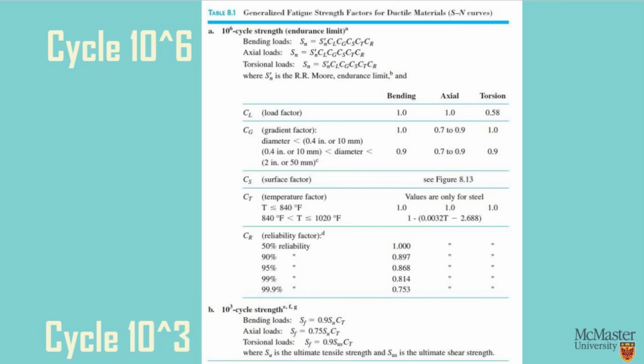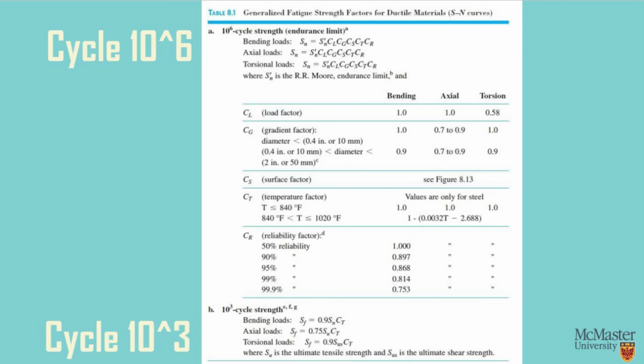And I want to talk more about the SN curve. The SN curve for a given steel can be drawn using only the 10^3 and 10^6 cycle strengths. The 10^6 cycle fatigue strength is defined as Sn equals S'n times Cl times Cg times Cs times Ct times Cr. This will be provided to you later.